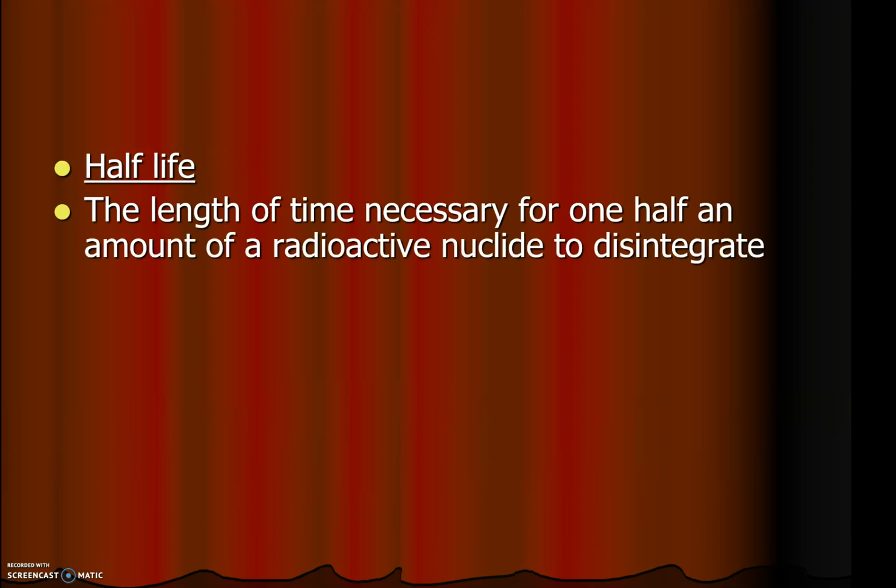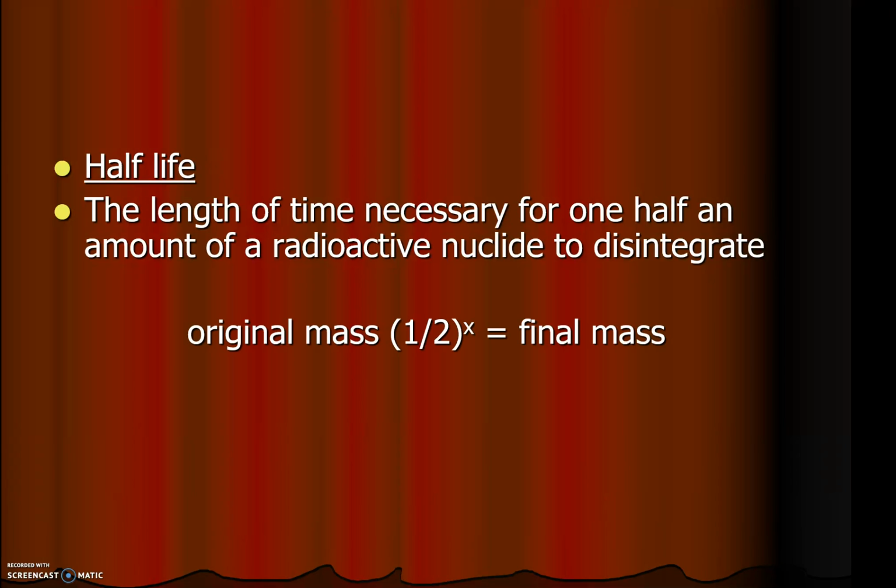If we look to do half-life problems, which a lot of times math covers, so you guys have already been exposed to this sort of half-life problem. And in fact, I think in math you do some that are even harder than what we do. It's the length of time necessary for 1/2 of an amount of a radioactive nuclide to disintegrate. So we take the original mass times 1/2 to the x, x being the number of half-lives, and that's going to give us the final mass.